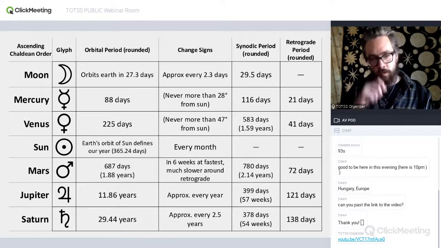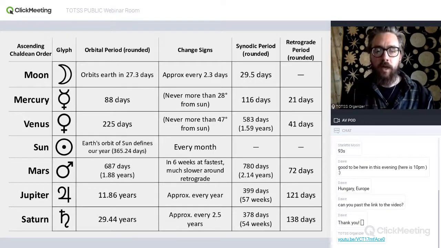Venus is a little bit slower. She orbits the sun in 225 days. She's never more than 47 degrees from the Earth. And she goes retrograde once about every year and a half. And she's retrograde for approximately 41 days.